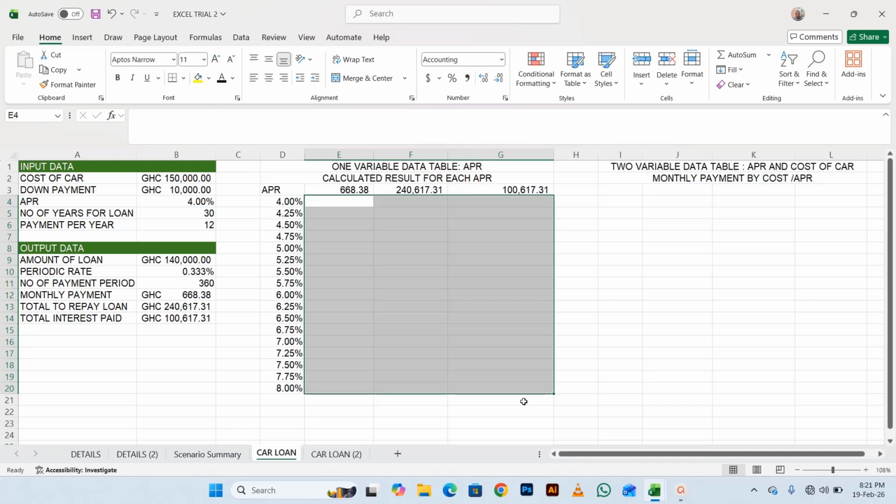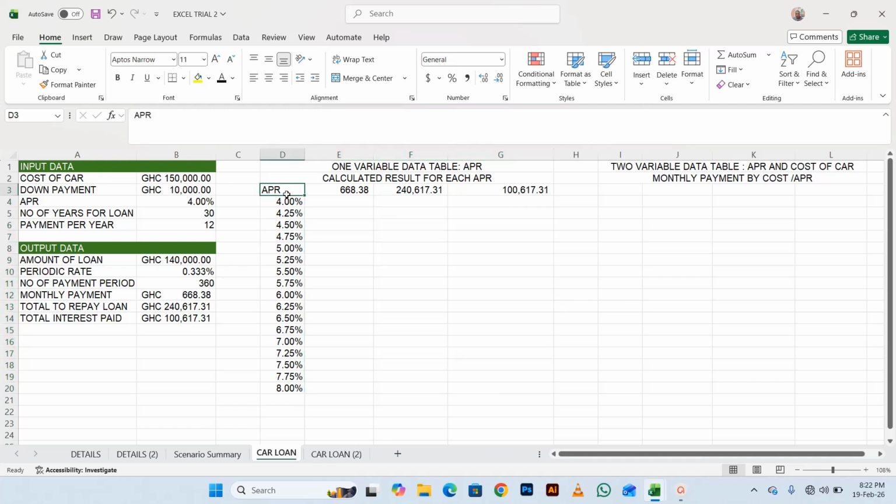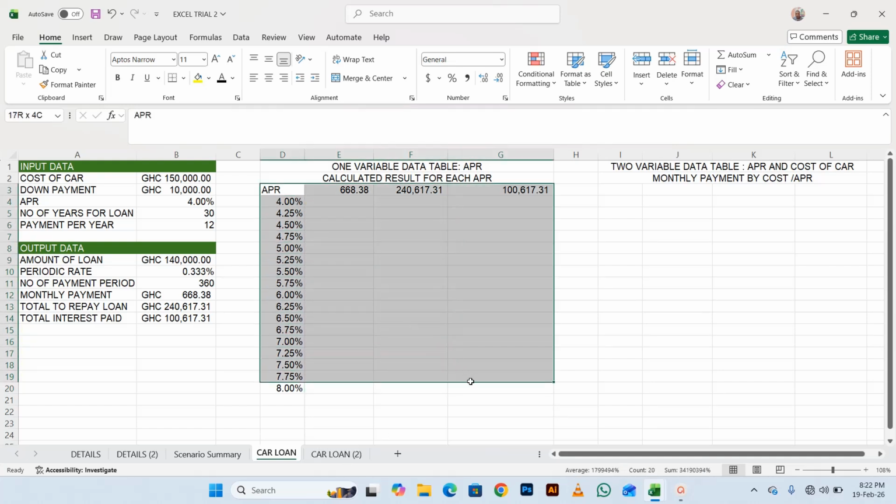So now what we need to do is to select the whole cell and then create the one variable table. And that is exactly what we are about to do over here. So please bear with me. Don't lose focus. It's very simple. So what we will do is, from here, we are selecting everything here. Please look at this very well. We are selecting everything here.